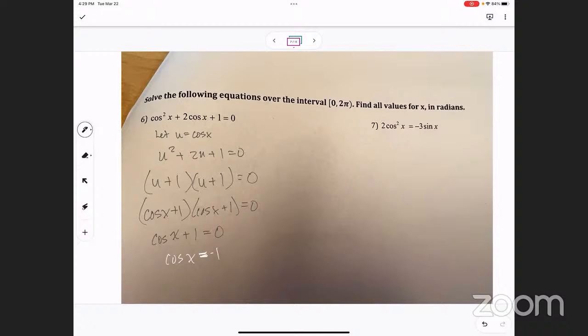At pi, not at 0, not at 0, at just pi. Got it? Don't get fooled by that. Don't mess that up. X equals pi. And there's your answer. And if you're not sure if that's true, all right, Chase, you're gonna flip out right now.